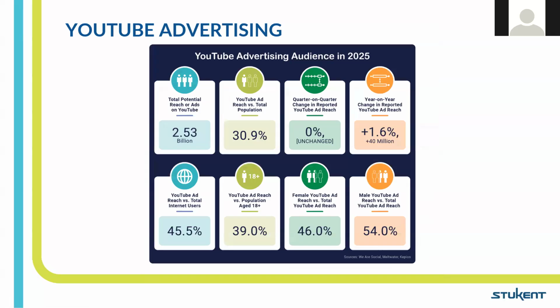So let's move along now to the last section. That is advertising. Advertising on YouTube. You can look at these numbers, pretty significant. YouTube ads reach 31% of the entire population. And again, 2.53 billion is the potential reach, because that's how many people are logged in and on YouTube.